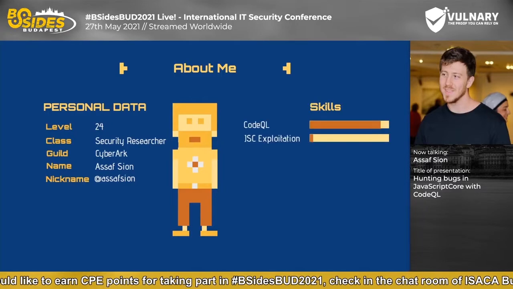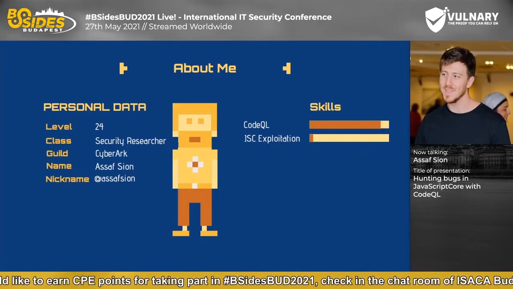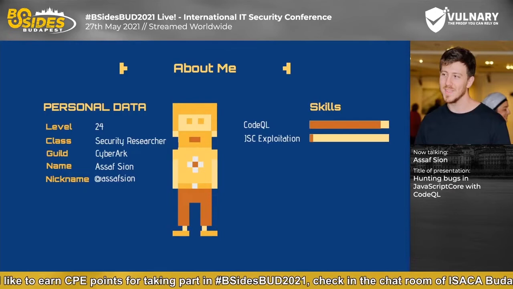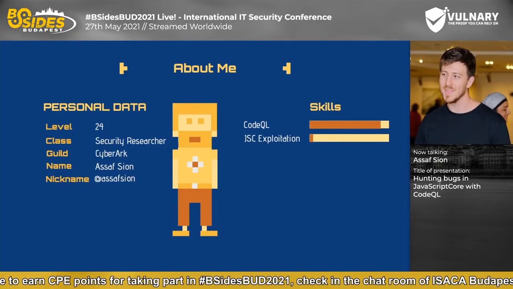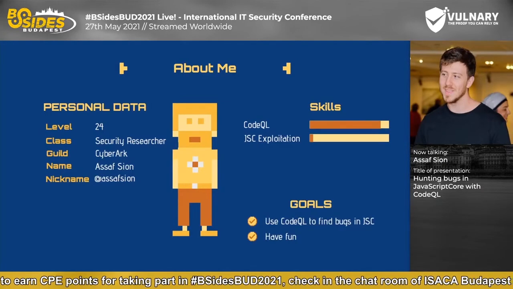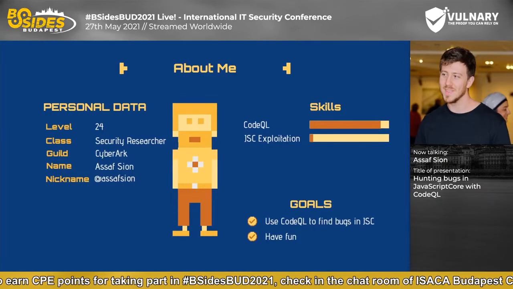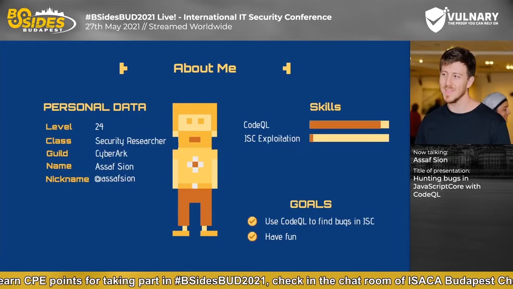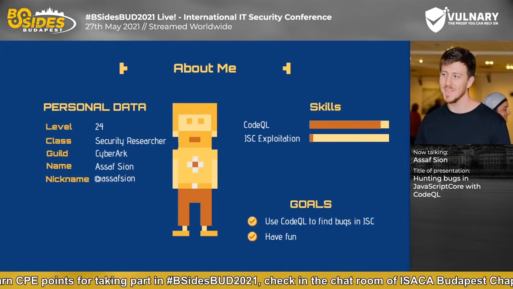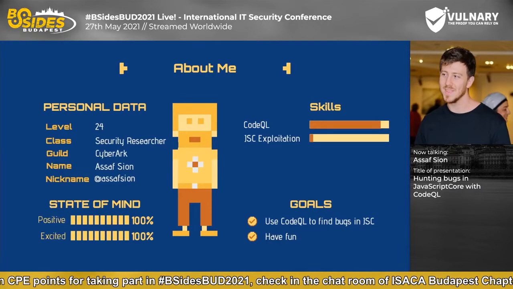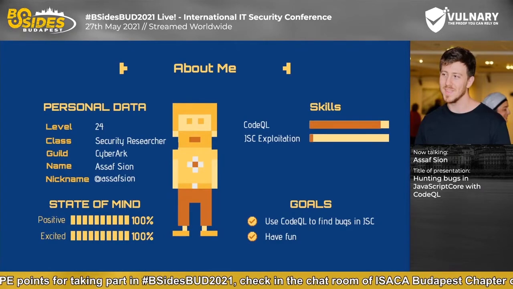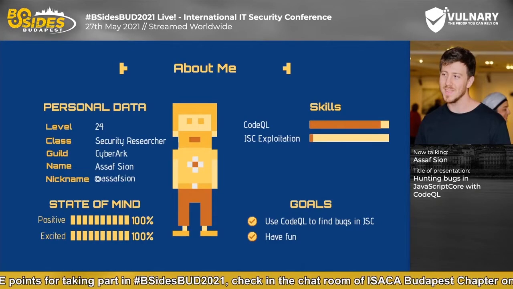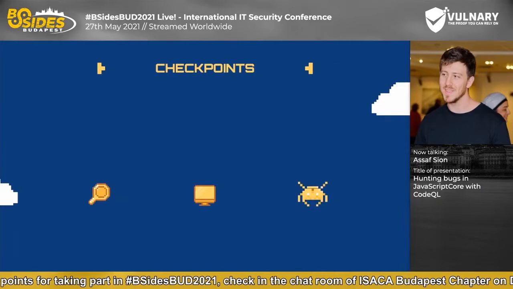Here are my character stats. I'm somewhat skilled in CodeQL, but I'm not so skilled in JavaScript Core exploitation. My character goals are to use CodeQL to find bugs in JavaScript Core, and of course have fun. Finally, my character state of mind is that I'm 100% positive and 100% excited. So without further ado, let's begin.